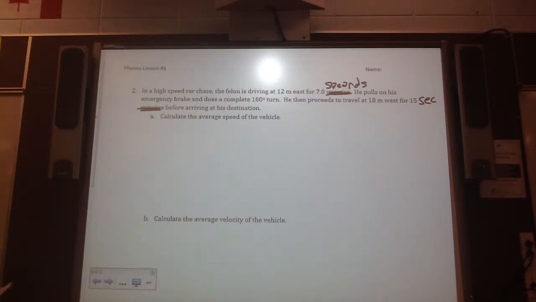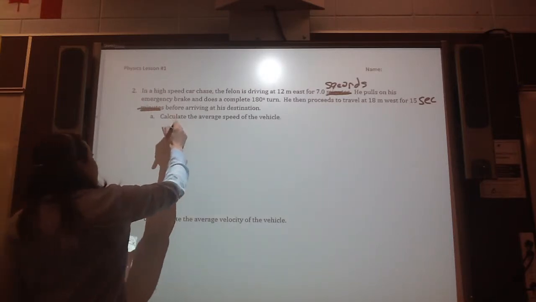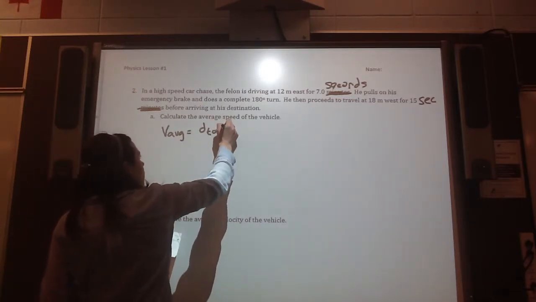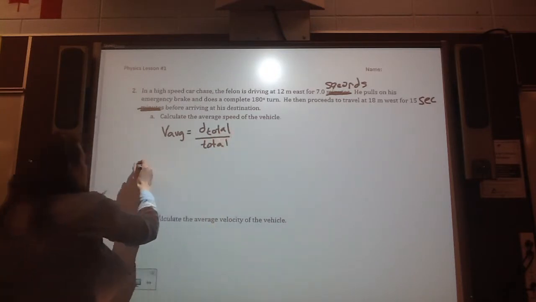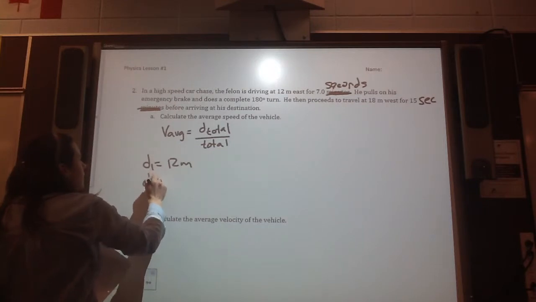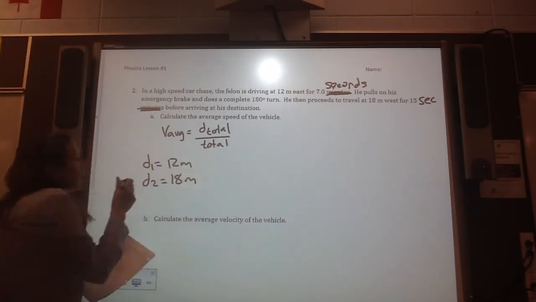Okay. So this is a similar question as number 1. So here we are looking for V average again, which is equal to D total over T total. My D1 is equal to 12 meters and my D2 is equal to 18 meters.